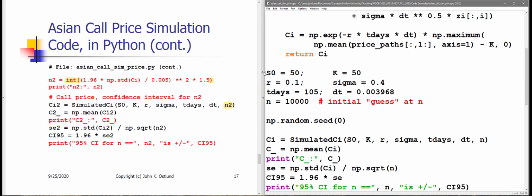We set up our parameters. The initial stock price is 50. The strike price is 50. Interest rate is 10%. Volatility of the stock is 40%. The number of trading days is 105. The length of each day in years is 0.003968. And we're going to start with an N of 10,000.